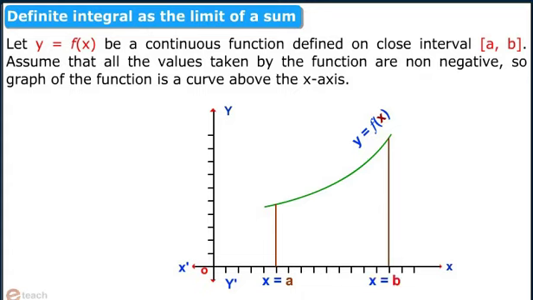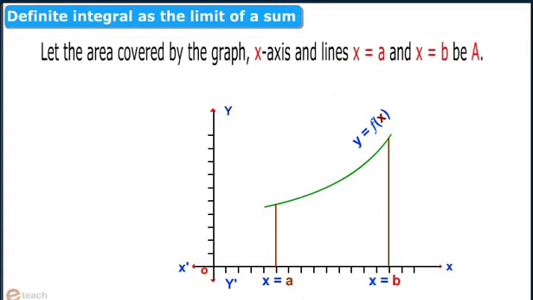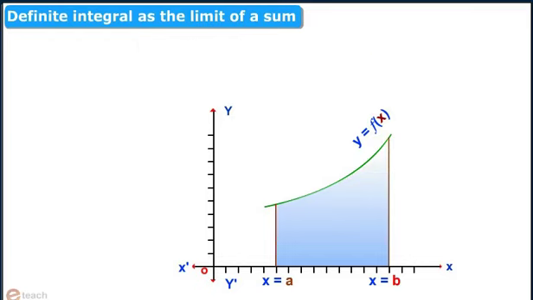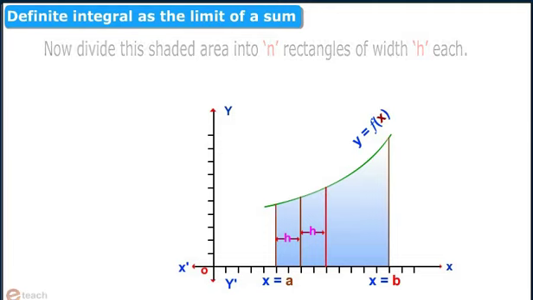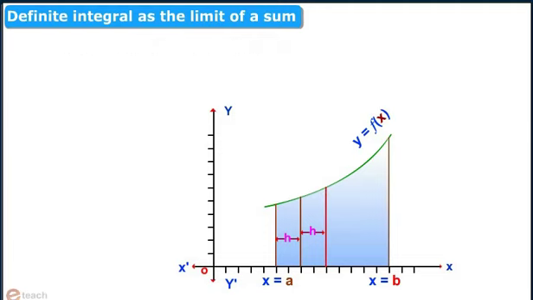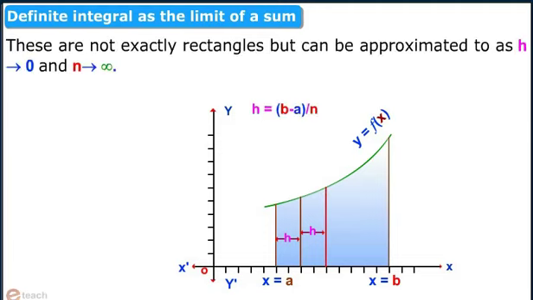Let the area covered by the graph, the x-axis, and the lines x equals a and x equals b be A. Now divide this shaded area into n rectangles of width h each. You can see in the graph how the area is getting divided. Now these are not exactly rectangles but can be approximated as such as h tends to 0 and n tends to infinity.